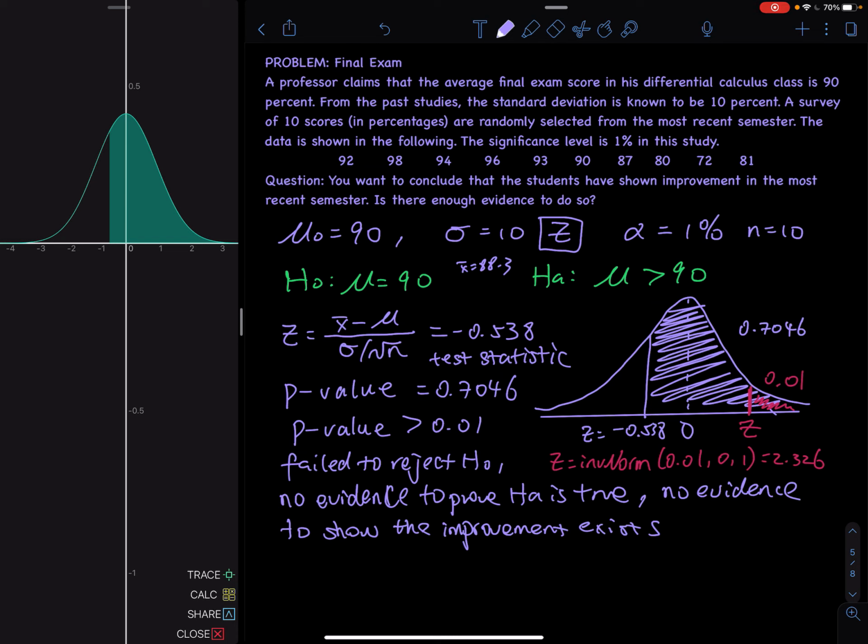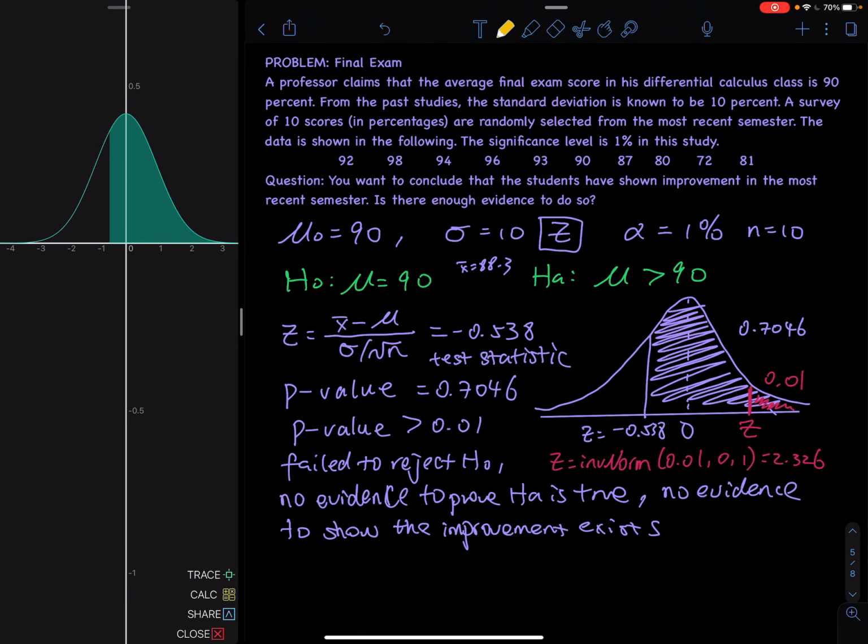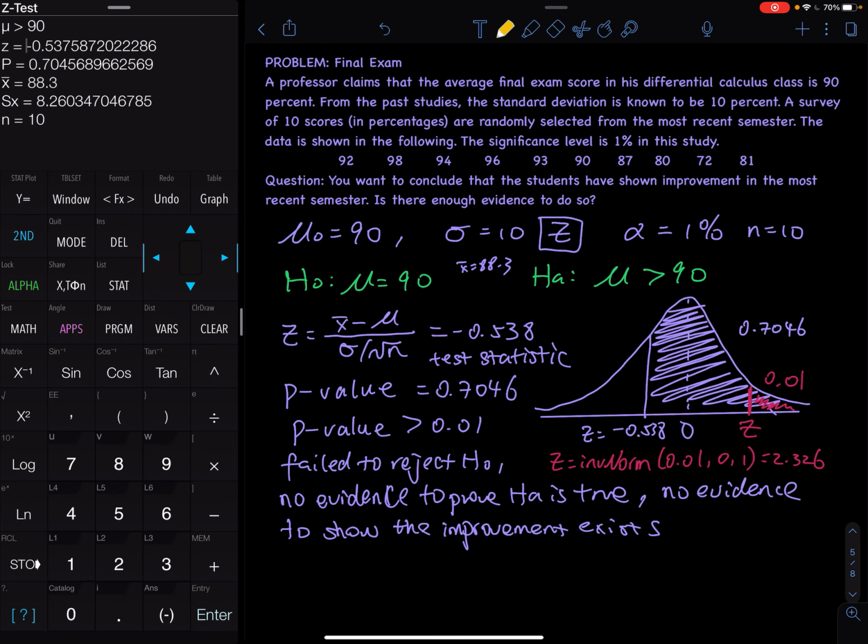This is language everybody understands. You always have to put this in the context of the problem, because for people who never took stats in their life, they don't know what H naught is. So now we already have a conclusion, and the next thing I would like you to do is use a confidence interval to support your answer. So let's do confidence interval.